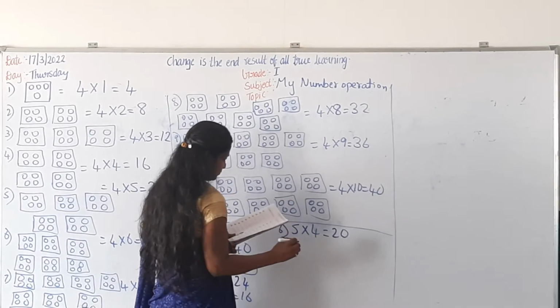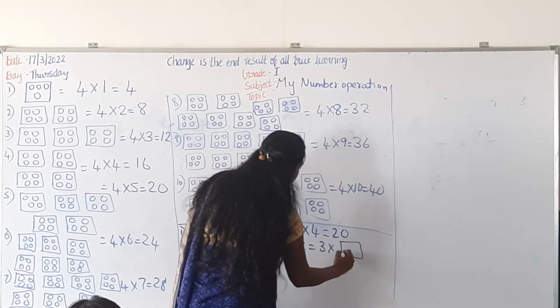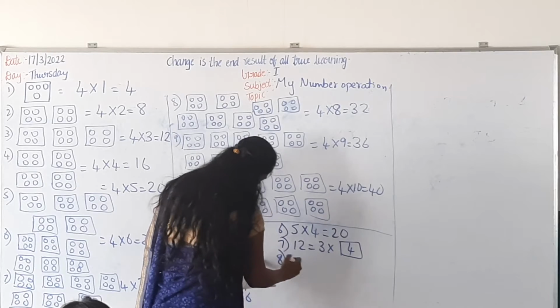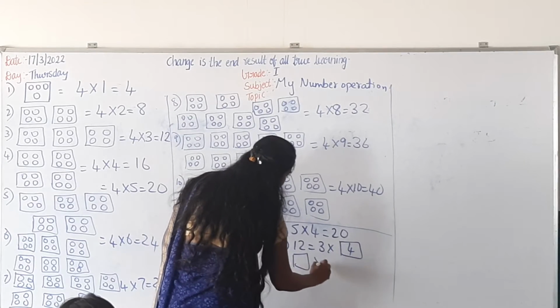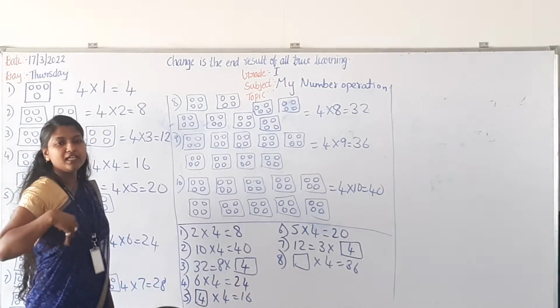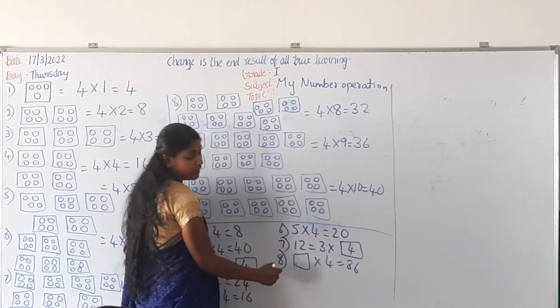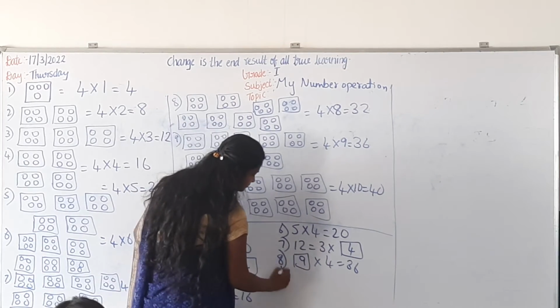7th one. 12 equals 3 into box. 4. Very good. Next, box into 4 equals 36. So where is 36? See me? See, where is 36? So what is the missing number? 9 is the missing number.